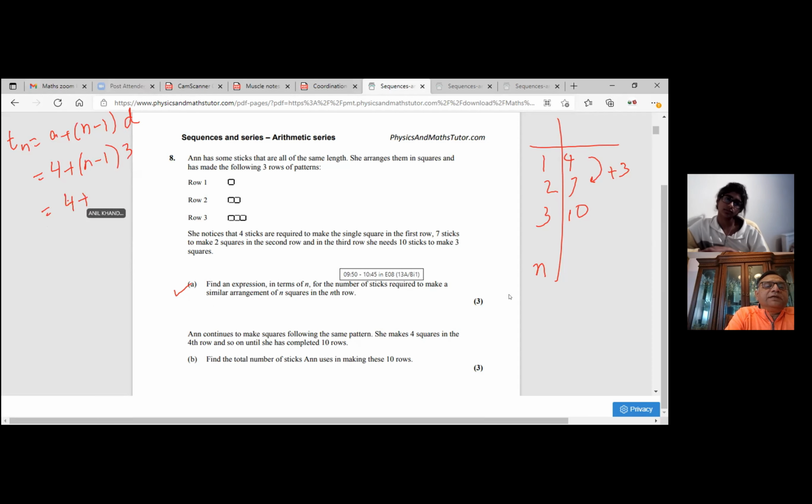You get 4 plus 3n minus 3, right? And then you get 4 minus 3 is 1, and you get 3n plus 1. Do you see that? You have to do all these steps to get to this formula. Now let me teach you.